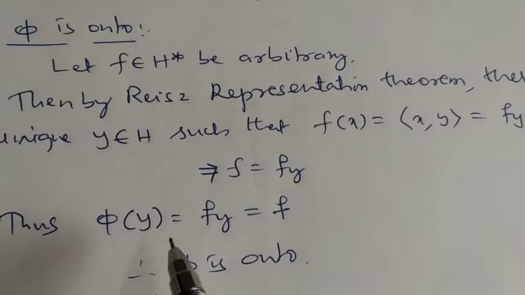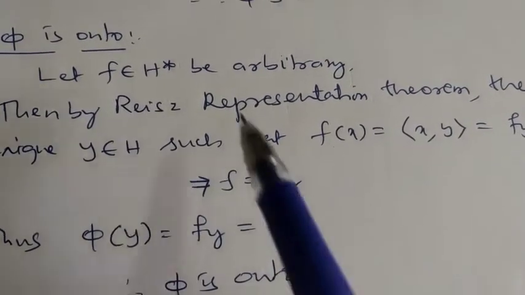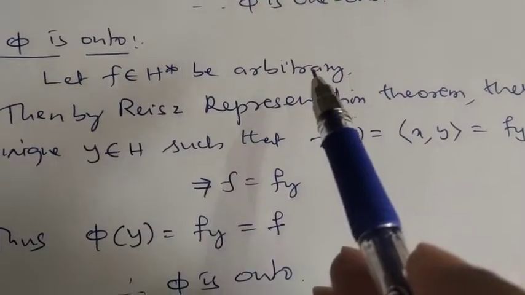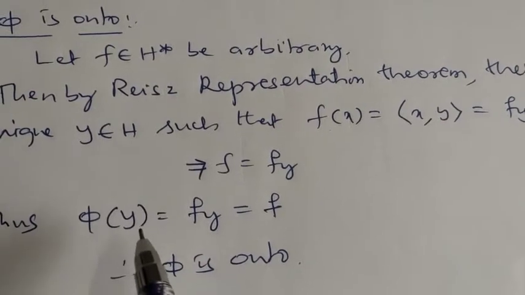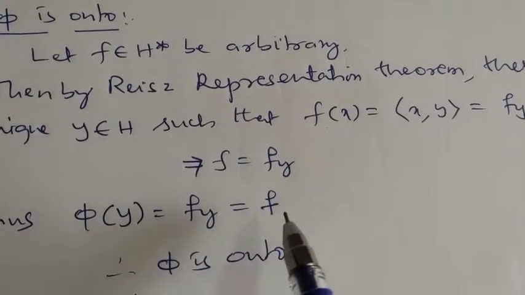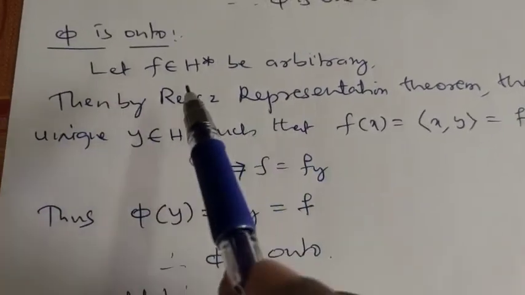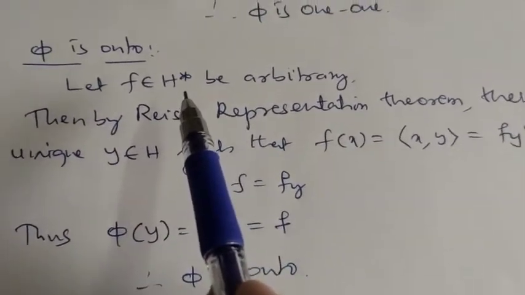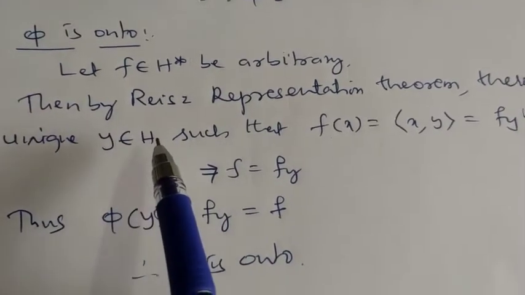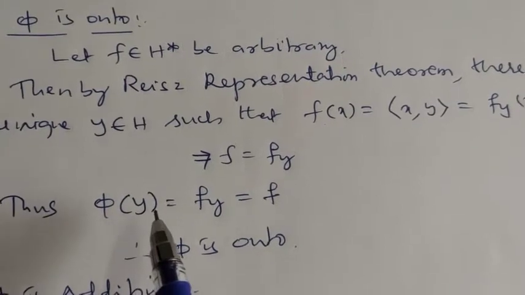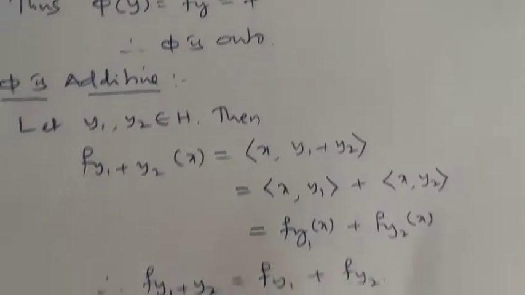Thus, phi of y is Fy, that is nothing but f. It means if f belonging to H star is arbitrary, then there exists a unique y belonging to H such that phi of y is f. Then by definition, phi is onto. Understand this? We have taken f as an arbitrary element in H star and shown that there exists a unique y in H such that phi of y is f. Therefore, phi is onto.